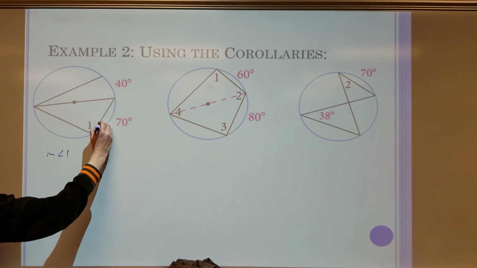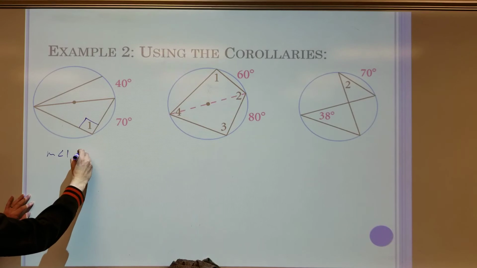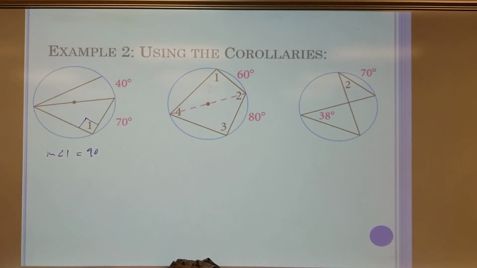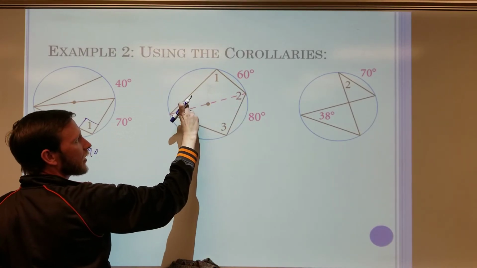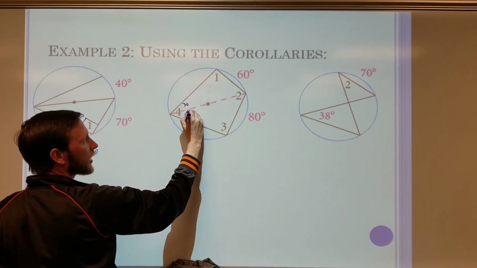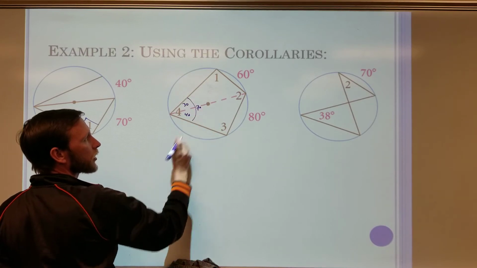This is a diameter. This is inscribed in the diameter. That means that it's a right angle. Its measure is 90 degrees. If this is 60 and this is 80, these are going to be half of 60 and half of 80, so we know the grand total there is 70.